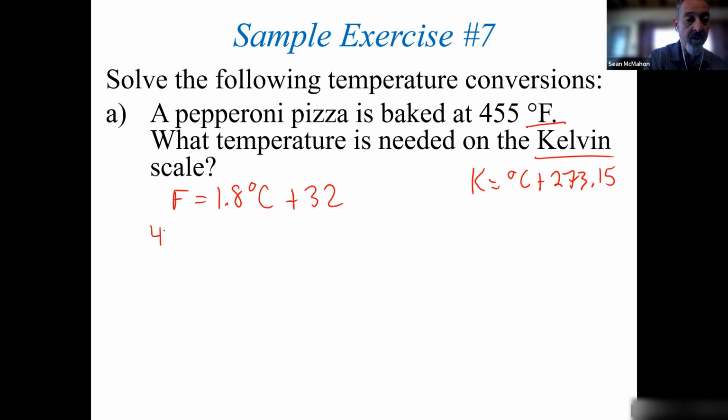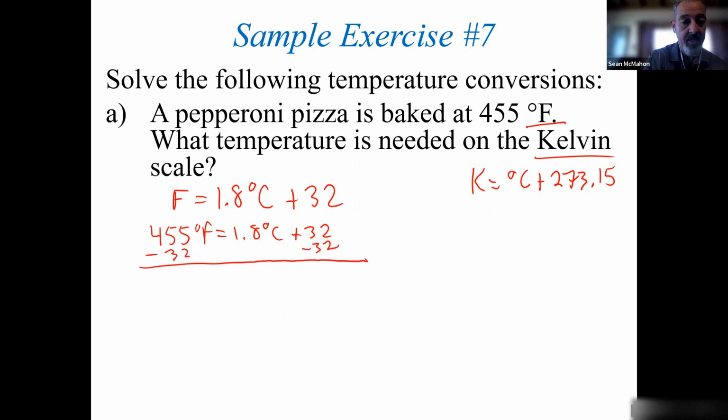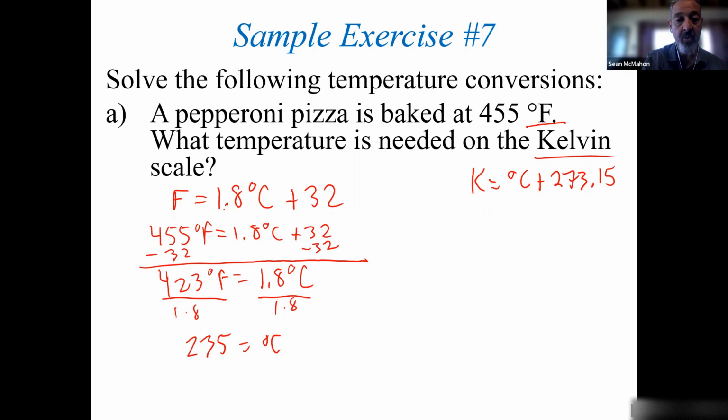Well, I have 455 degrees Fahrenheit equals 1.8 times degrees Celsius plus 32. So I'm going to subtract 32 from both sides. And I get 423 degrees Fahrenheit equals 1.8 times degrees Celsius. And now to get the Celsius, I divide both sides by 1.8. And my degrees Celsius becomes, what's that? 235. And I'm not using the 1.8 and the 32 for significant figures, right?